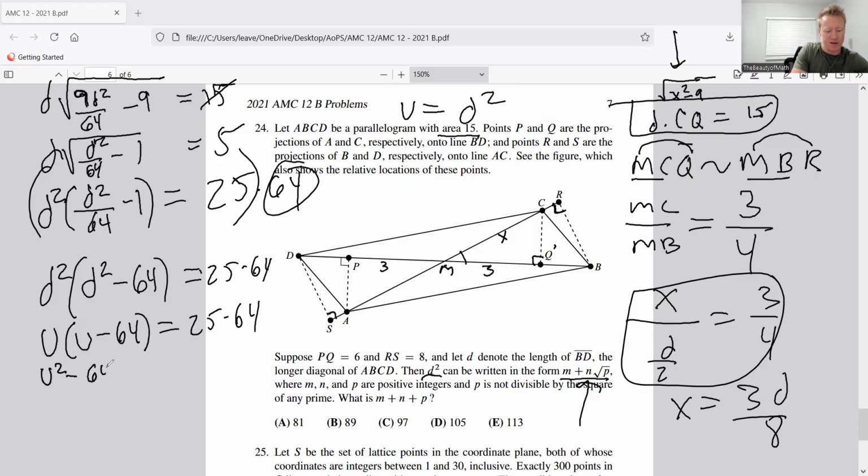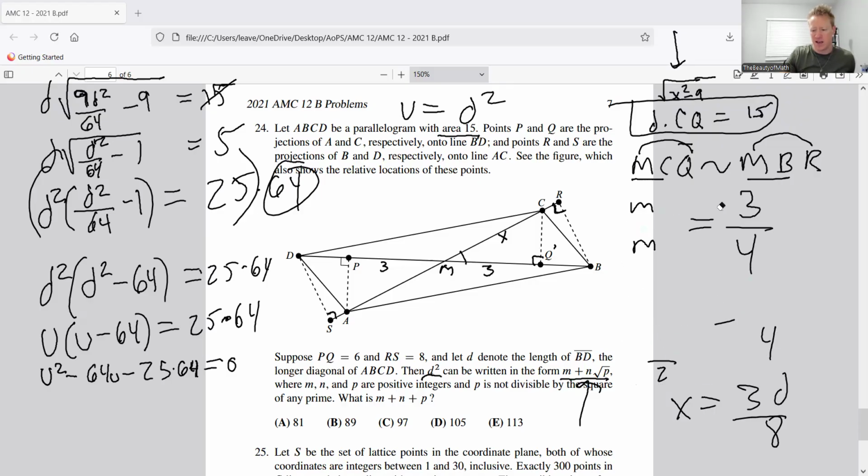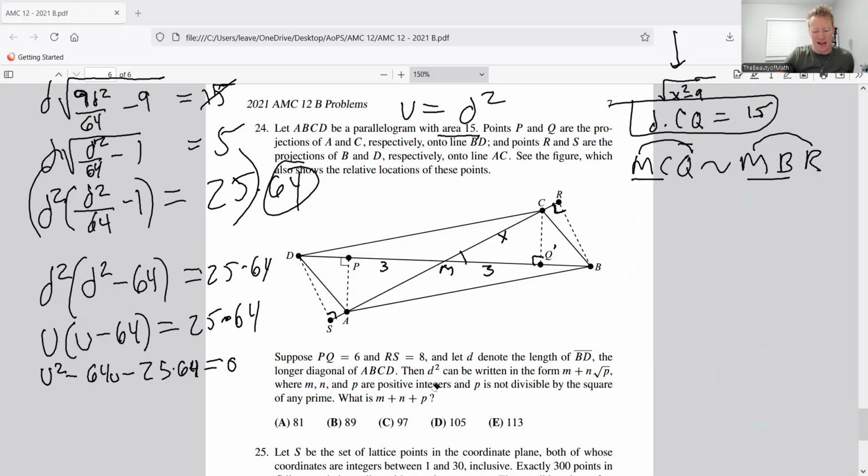You're going to get u squared minus 64u minus 25 times 64 equals 0. I tend to leave things as products. I don't care that it's 1600. That's irrelevant to me. I would just leave it like this because it gives you more options. I am going to erase the right side of my screen so that I can create more space to solve in and continue on.